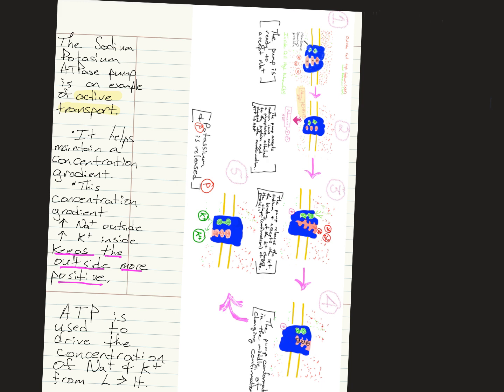This concentration gradient increases sodium outside and potassium inside. It keeps the outside more positive and the inside more negative.